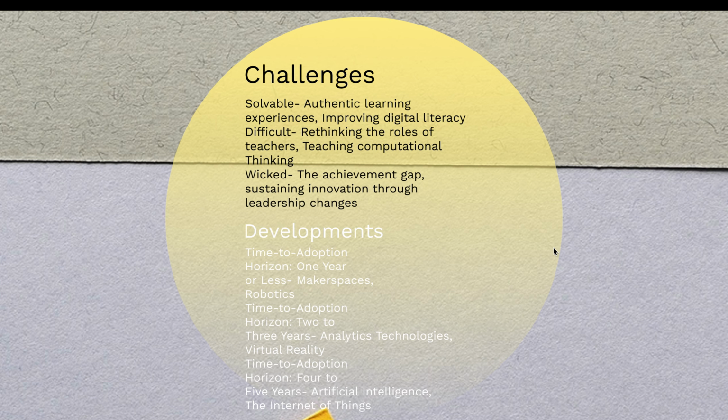The wicked challenges include the achievement gap. This is the gap that starts in kindergarten between each child. This is what each child masters and what they need more work on. This is difficult to fix because teachers don't often have the time to focus on each child one at a time. But it could be fixed through more one-on-one teaching and focusing on each child as an individual, as well as technology advances. As well as sustaining innovation through leadership changes.